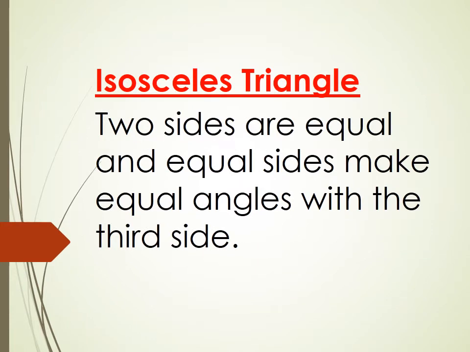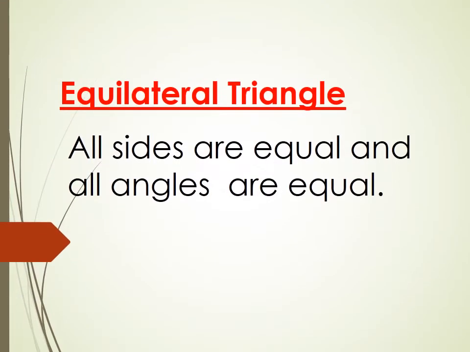Then we will go to an isosceles triangle. In this triangle, 2 sides are equal, and the equal sides make equal angles with the third side. The next one is an equilateral triangle. In an equilateral triangle, all sides are equal and all angles are equal.